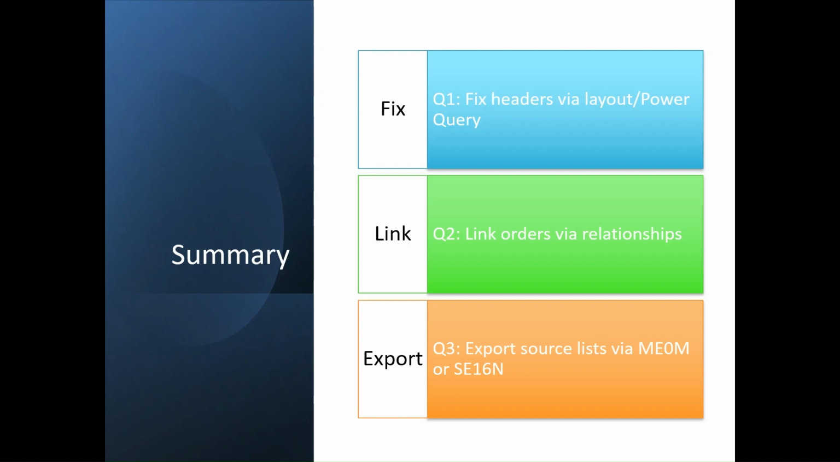So the summary is you have to do three main steps. Number one, fix: you have to fix headers via layout or Power Query. Then you have to link orders via relationships, and then you have to export source lists via ME0M or SC16N. So these are the three steps for the three answers. The first step is for question number one. The second, linking, is for question number two, and export of data using ME0M or SC16N is for question number three. So hope you have got your required answers for the questions that you have asked multiple times. So we have tried to answer these.